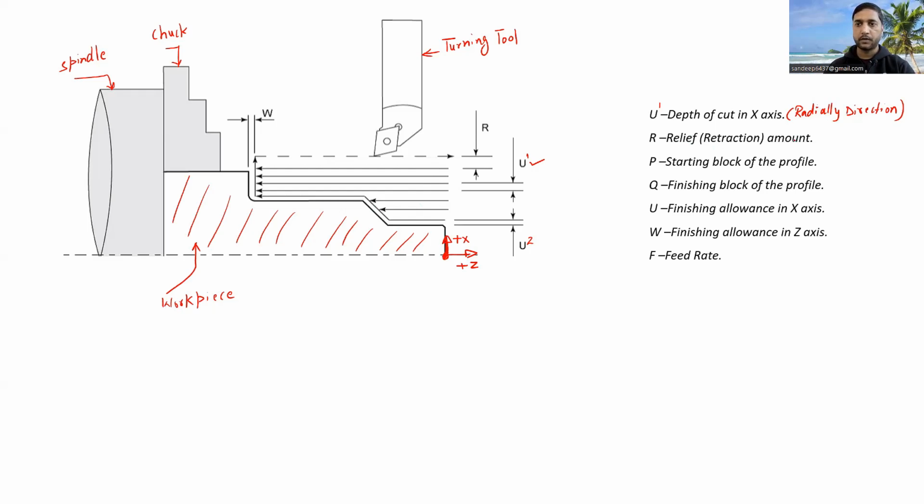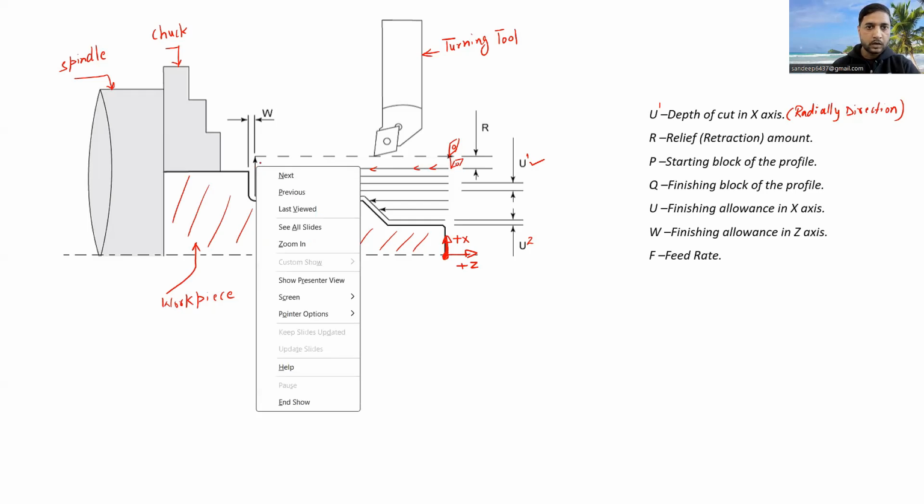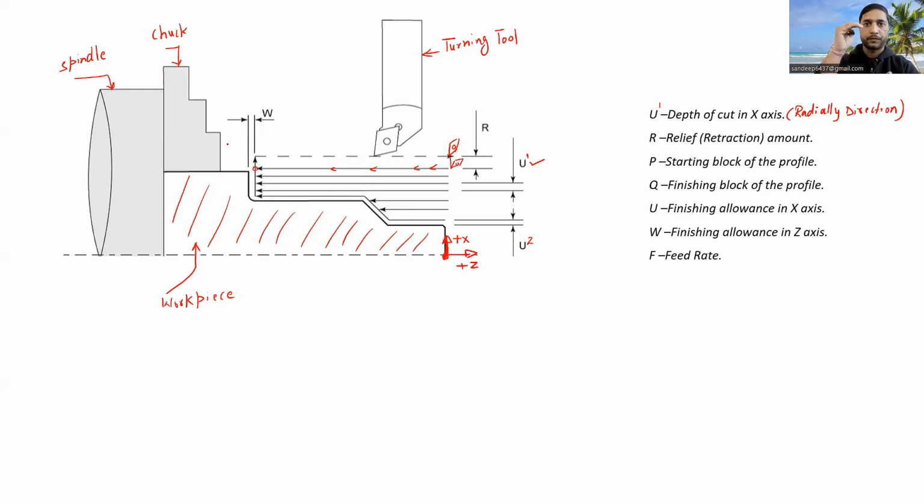After that we have R, which is a relief or a retraction amount. Now let me explain you this. Let us say our cutting tool initially will be at this particular location. And now when the cutting tool or our turning tool is coming from this position to this position, and it is removing the material from the workpiece, it will be at this particular point. After that, the tool is lifting up from this point to this point. So how much is this value? How much we are lifting the tool up when it is removing the material? This particular value is called as our retraction amount, which is shown here, this value R.